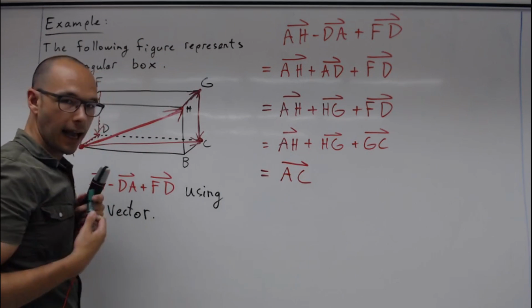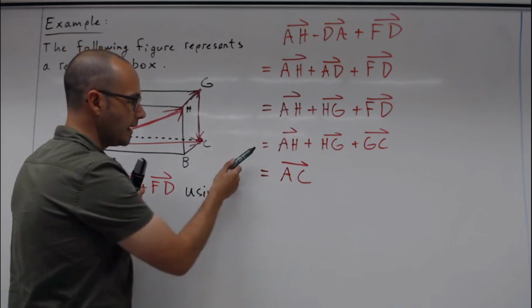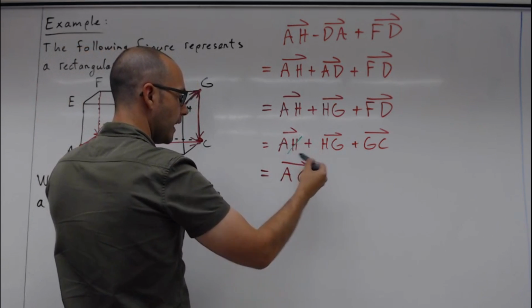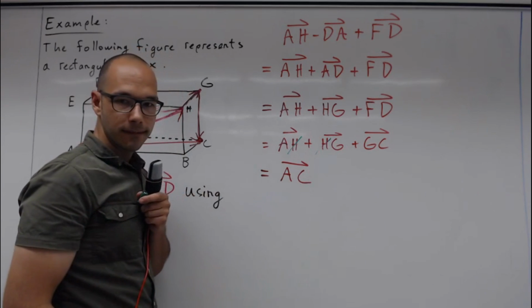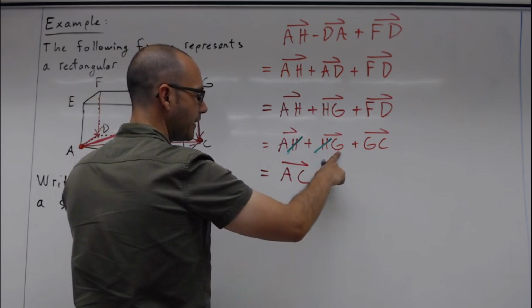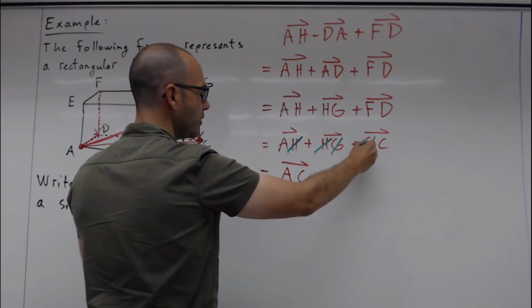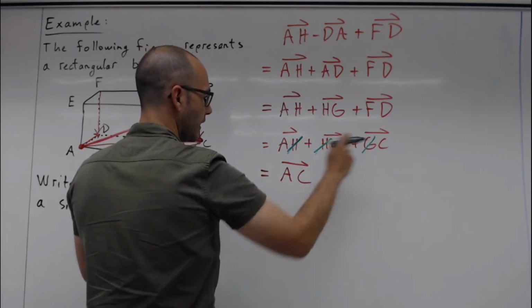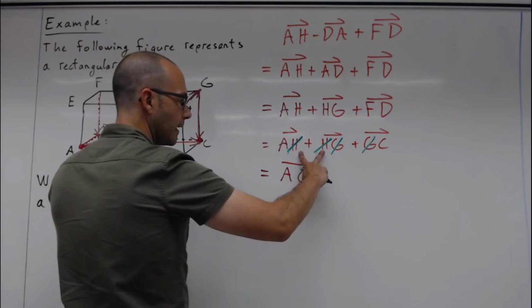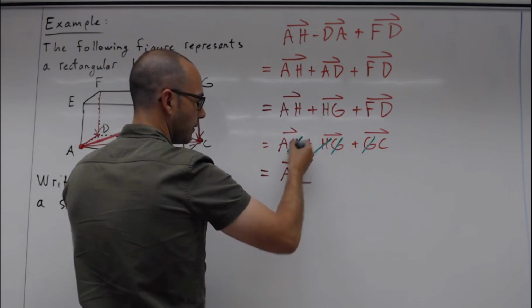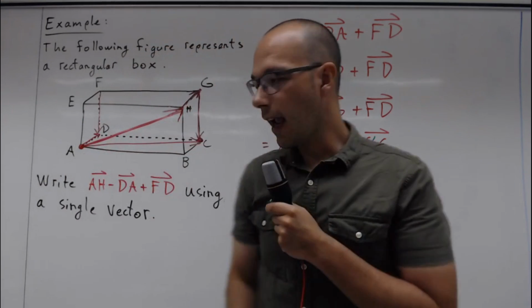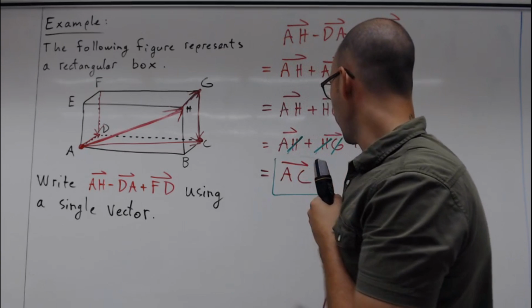And notice that when you're looking at this addition of vectors, this H will cancel that H, this one cancels this one, and that G will cancel that G. The resulting vector is going to be AC. So when you see connecting letters, you can just cancel them, and the result is just AC. So this is my final answer.